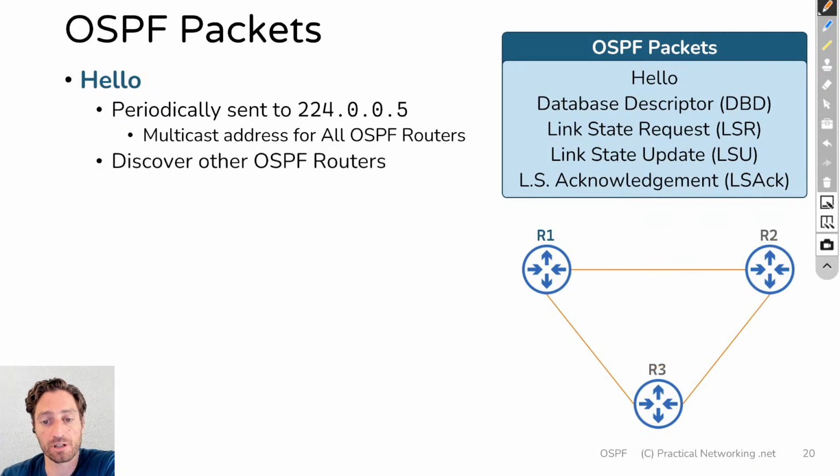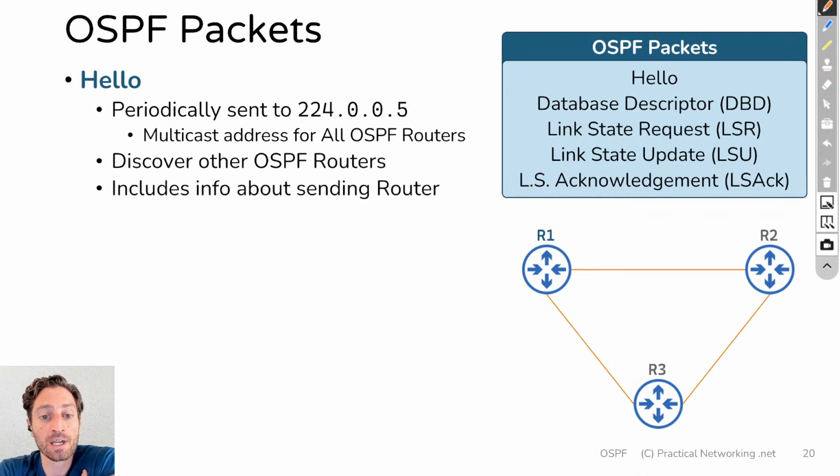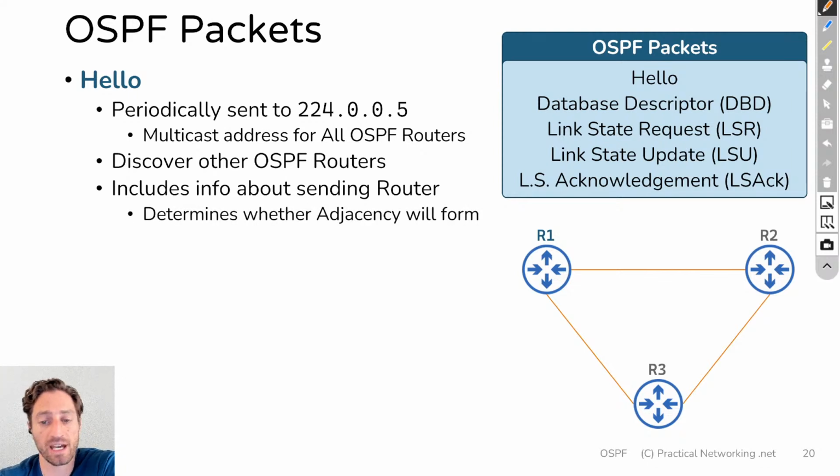So that's the purpose of the hello packets. It's how neighbors and OSPF peers will discover each other. The hello packets themselves include very significant pieces of information. They're going to be used to determine whether the adjacency is going to continue or not. And we're going to be unpacking that in a dedicated lesson where we look at the contents of the hello packet. That information will be used to determine if an adjacency will form.